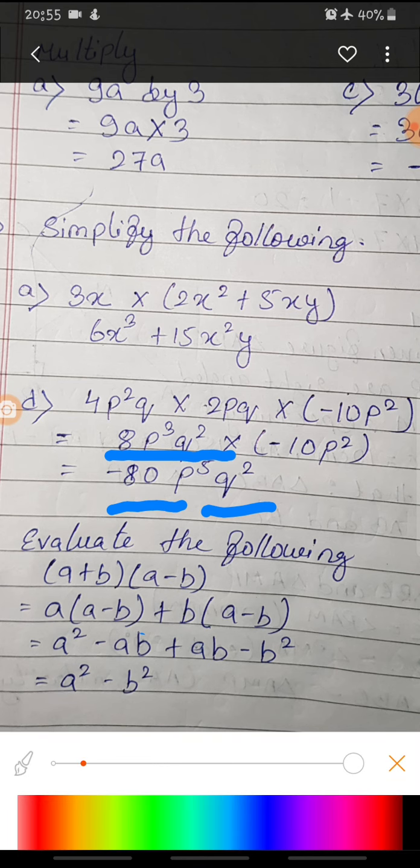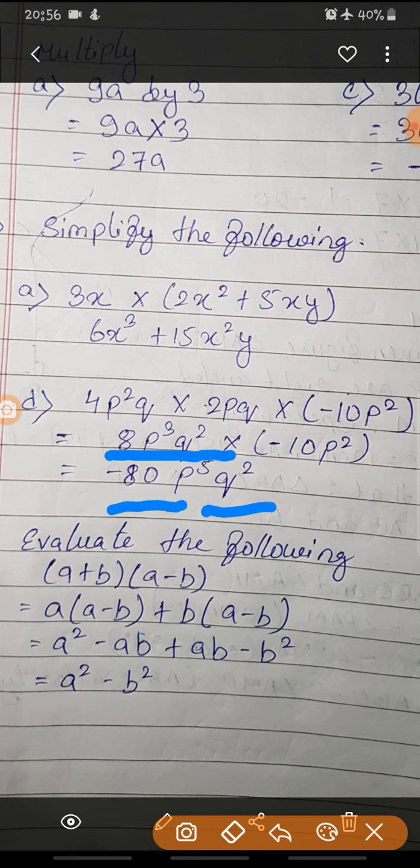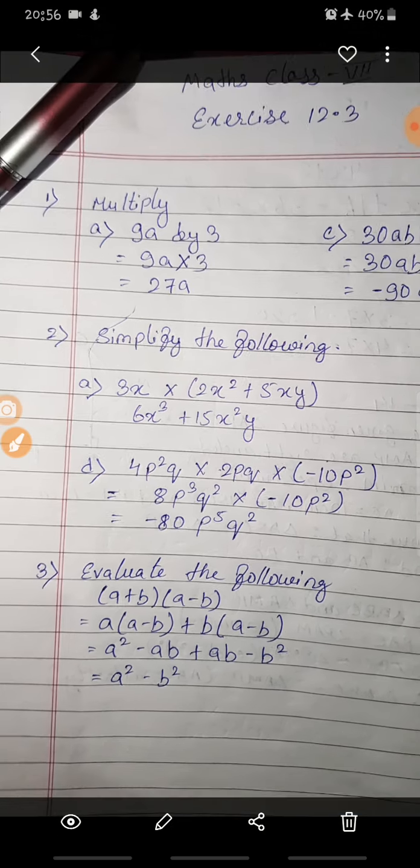And when a is multiplied with a minus b, then minus of ab we have got. First a square, then minus of ab. Similarly, b is multiplied with a, then ab with plus sign, and b is multiplied with minus b, then minus of b square. So minus of ab and plus of ab are eliminated, and the final result that we have got equals a square minus b square. Clear with this? Okay, so coming to the next question.